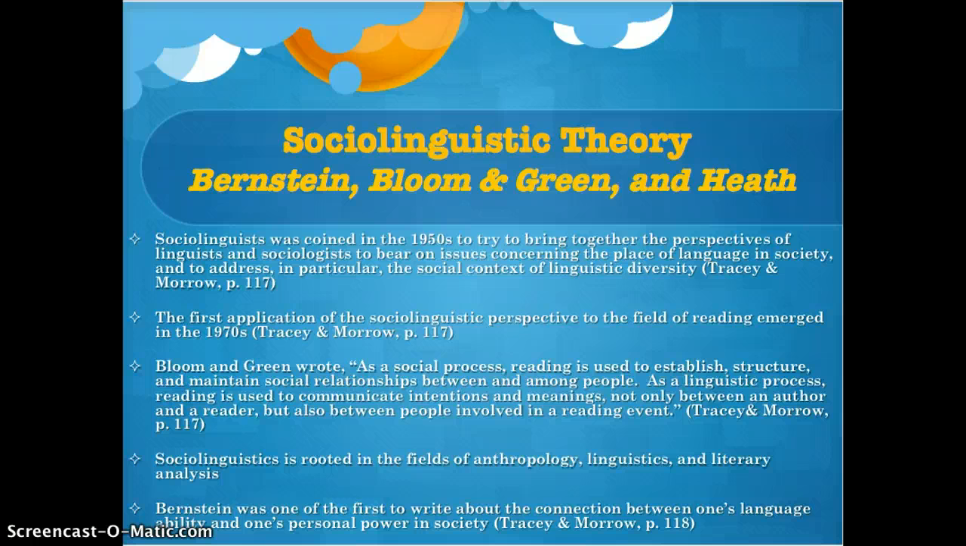The first application of the sociolinguistic perspective to the field of reading emerged in the 1970s. Bloom and Green wrote, "As a social process, reading is used to establish, structure, and maintain social relationships between and among people. As a linguistic process, reading is used to communicate intentions and meanings, not only between an author and a reader, but also between people involved in a reading event." Sociolinguistics is rooted in the fields of anthropology, linguistics, and literary analysis. Bernstein was one of the first to write about the connection between one's language ability and one's personal power in society.